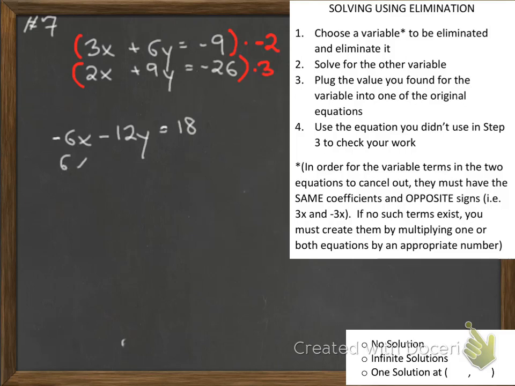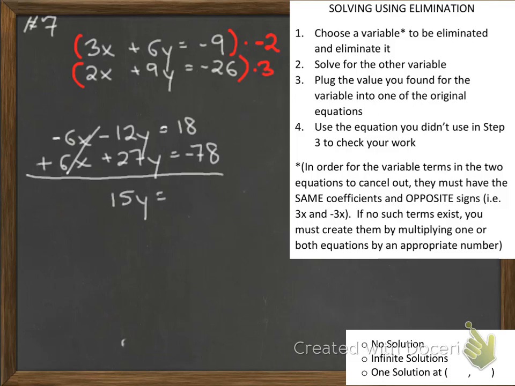2x times 3 is positive 6x. 9 times 3 is 27, so we have plus 27y. And, oh my goodness, negative 26 times 3 is negative 78. Okay, so now let's see what happens when we add these together. Just as we planned, our x's cancel out. Then we have a negative 12 plus 27. That gives us a positive 15y here. And then we have 18 minus 78. That's going to give us negative 60.